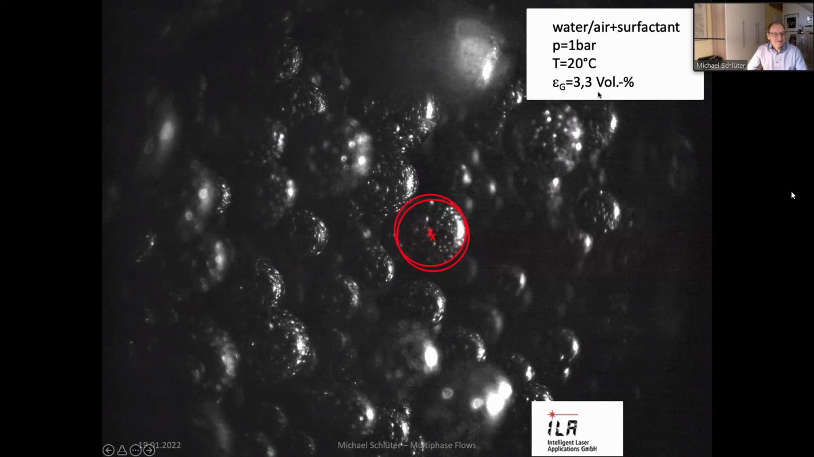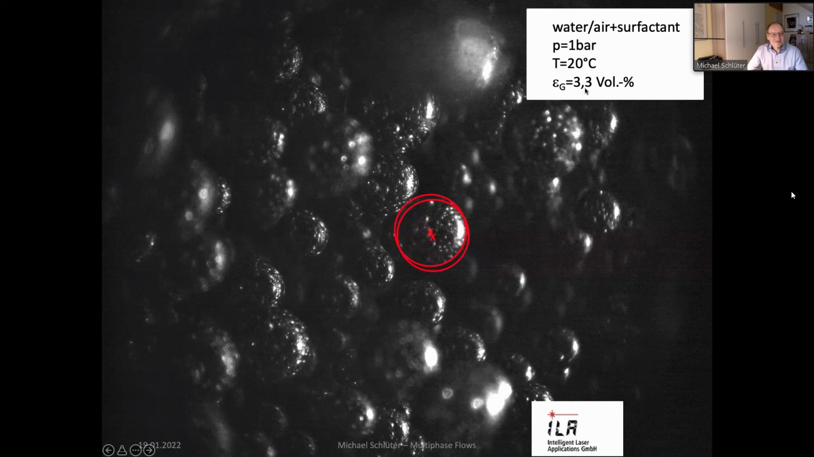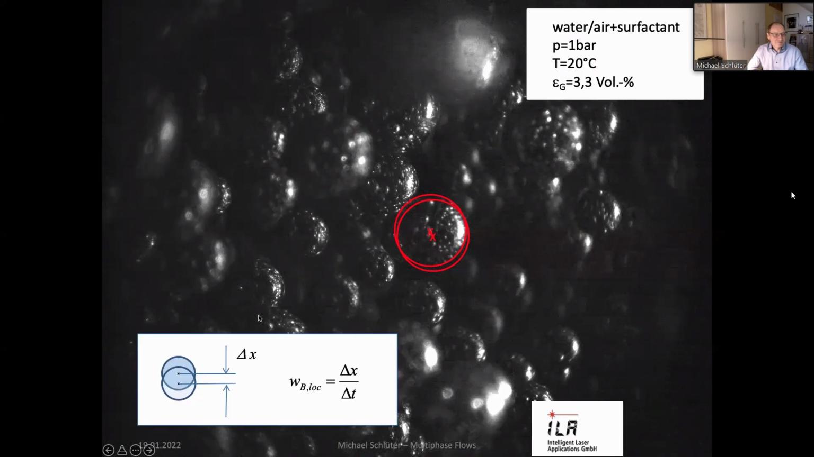And by the way, commercial processes are usually running at much higher gas hold ups of 10, 15, up to 20%, because, you know, the higher the gas hold up, the higher the interfacial area, the more mass can be transferred. So 3.3 is still very low here. And as mentioned, with this distance x and the time shift in between the two pictures, we can calculate the local bubble velocity. That's a simple opportunity.